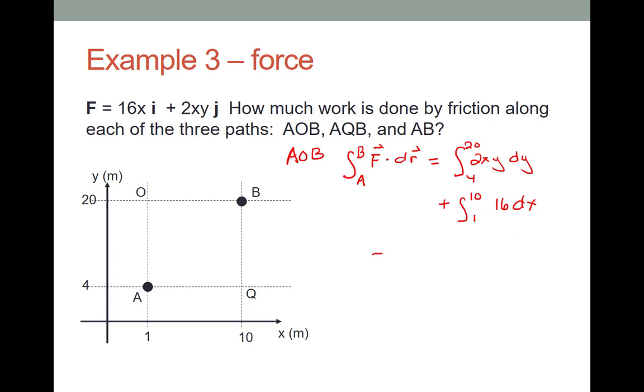Okay. For the first integral, along the path from A to O, x is constant, equal to 1. So we can plug that in. So I end up with 2 times x equals 1 times the integral from 4 to 20 of y dy. And I dropped an x when I wrote this here, so I'm going to put it back in.